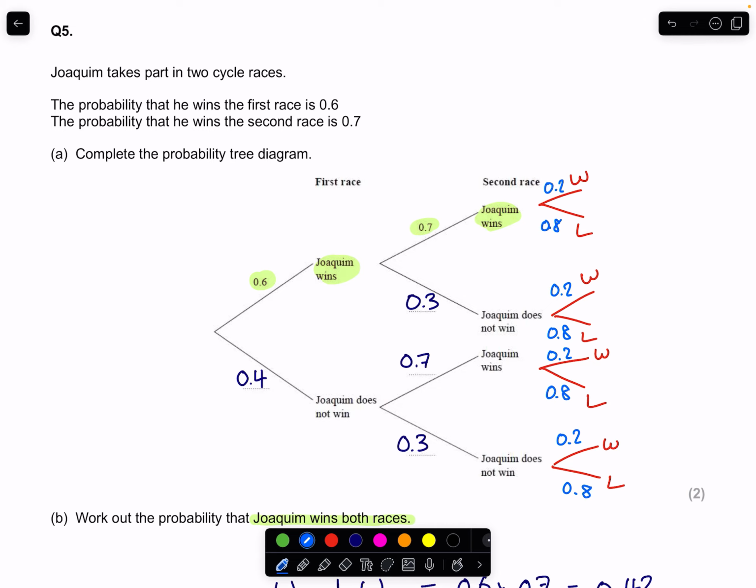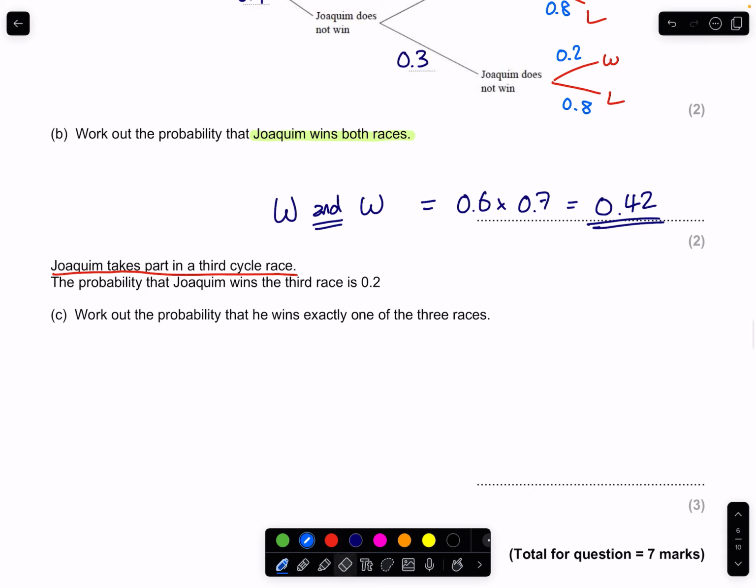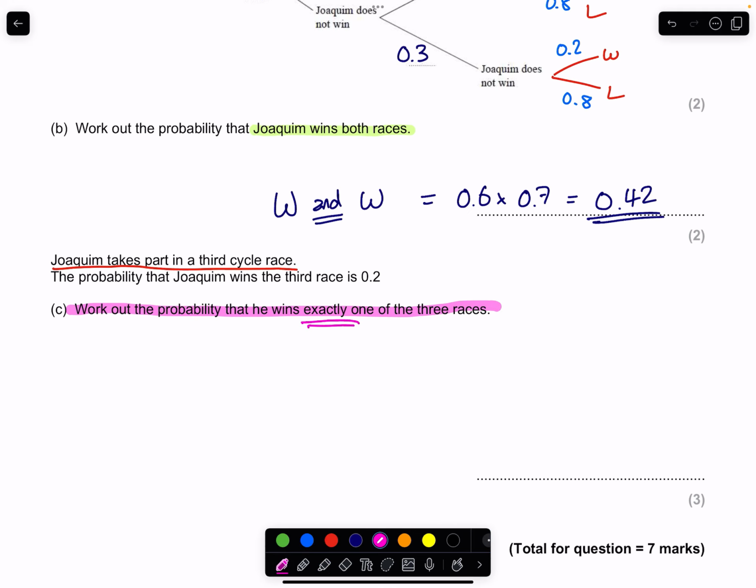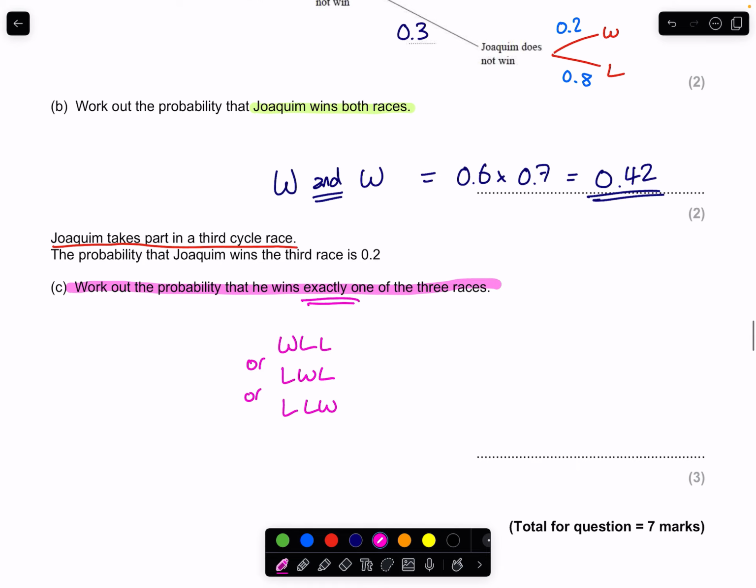You don't technically need to show this in the diagram, but seeing it will make it easier for highlighting the next step, which is work out the probability that he wins exactly one of the 3 races. Now it's important to note here, exactly one of the 3 races. So what we're looking for here is a win-loss-loss, a loss-win-loss, and a loss-loss-win, and because we could have any of these options, we're going to add these probabilities together.